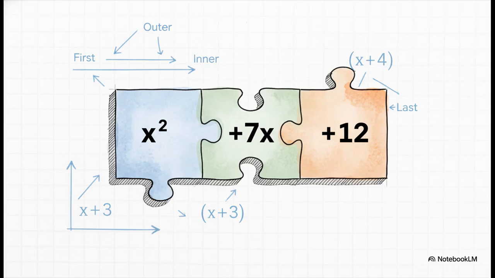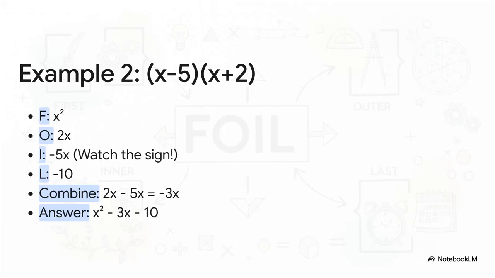Our final, beautiful, simplified answer is x squared plus 7x plus 12. Okay, let's throw a little curveball in here, a negative sign.